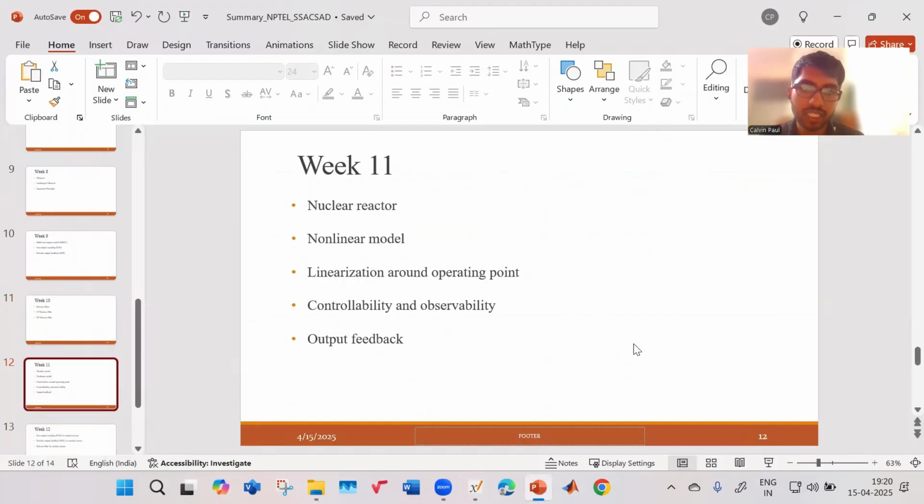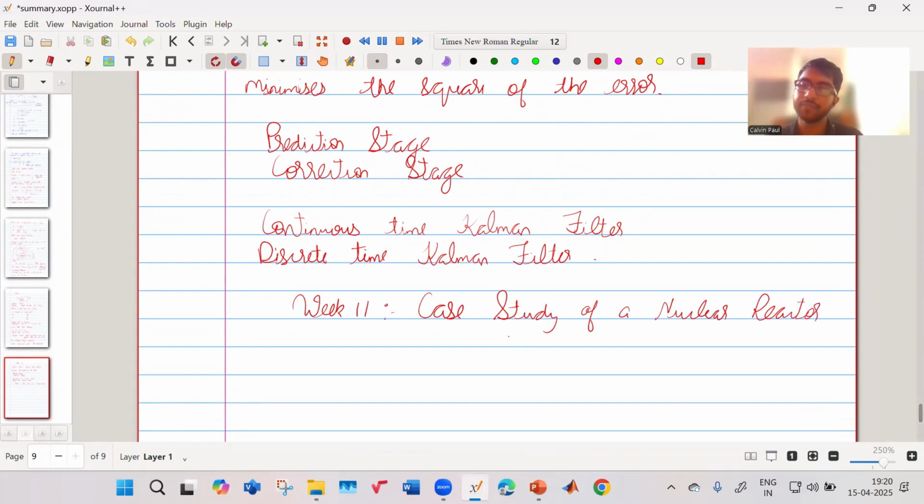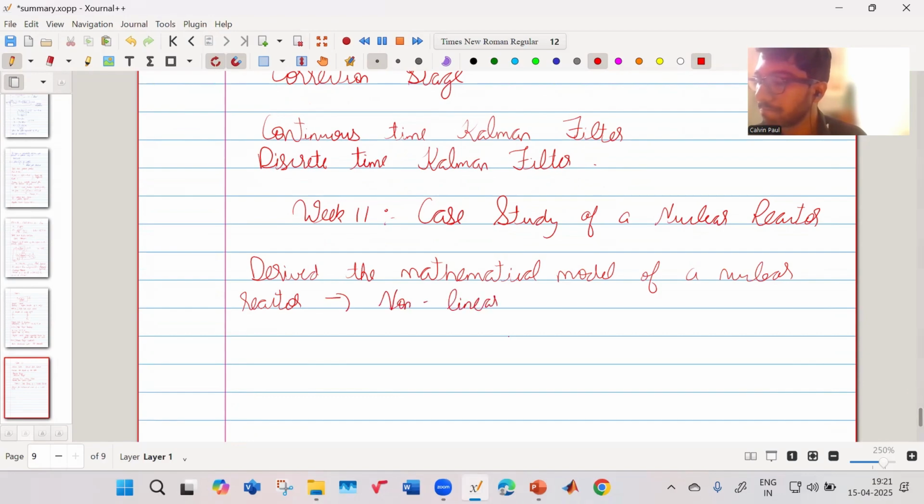Next, we will go to week 11. In week 11, Sir has done what is known as a case study of a nuclear reactor. As Sir works on nuclear systems and nuclear power plants, and his expertise is in all this, he has considered that case study. He derived a mathematical model considering various assumptions of a nuclear reactor, and that comes out to be a non-linear model. Since the model is non-linear, we have linearized it around an operating point.